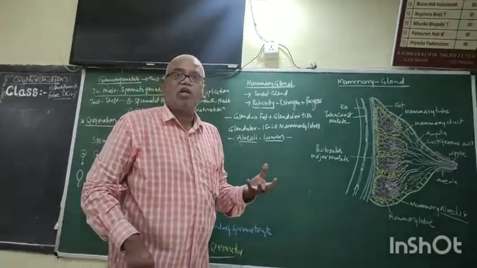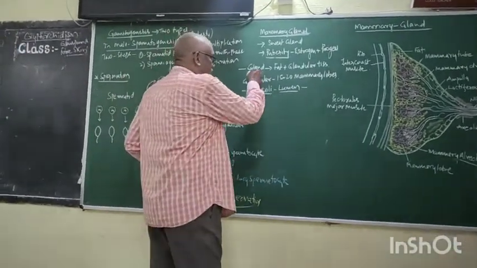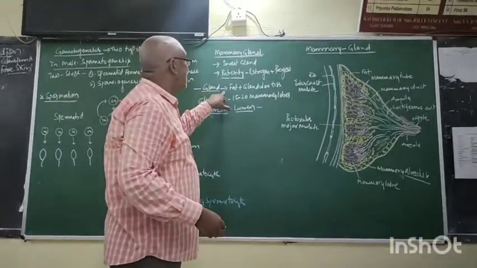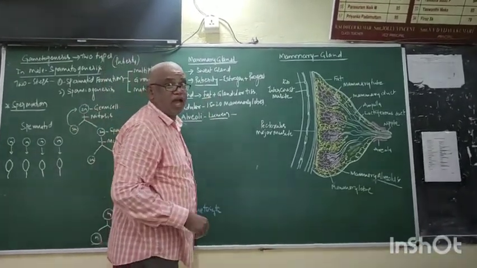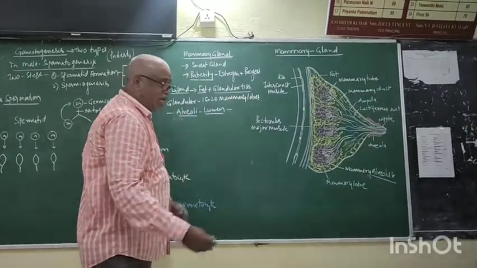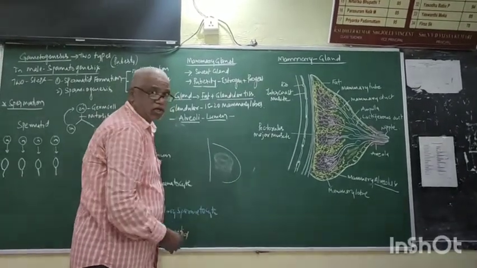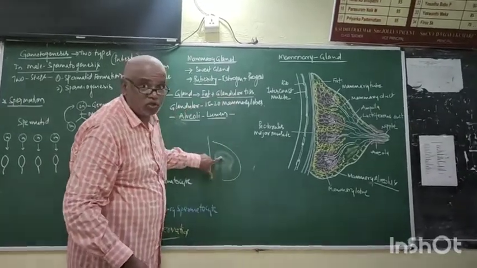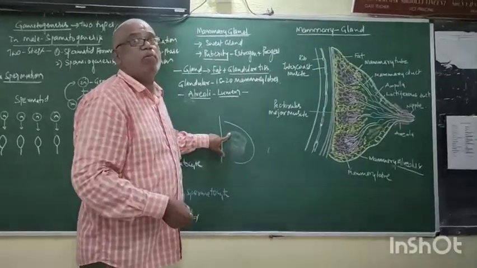Hence, if it is an organ, it is made of tissues. The mammary gland is an organ, hence it contains two types of tissues: fat, adipose tissue, and glandular tissue. These are the two types of tissue present inside the mammary gland.